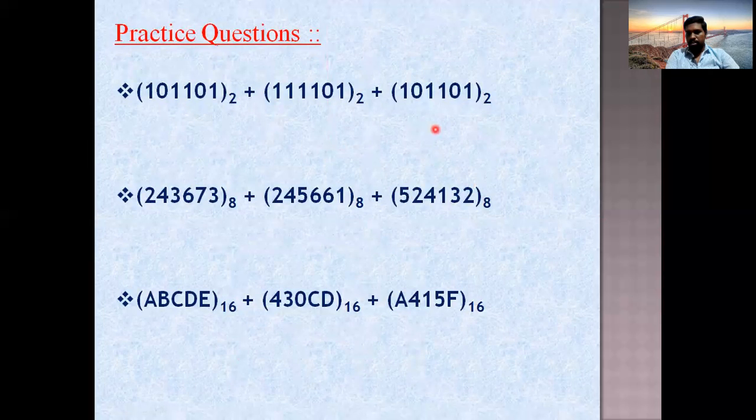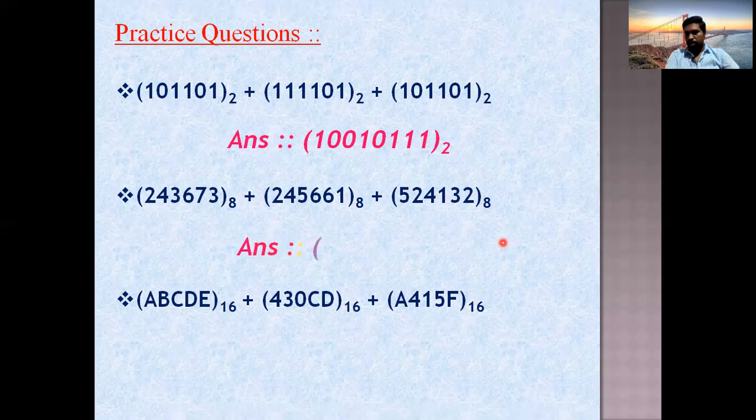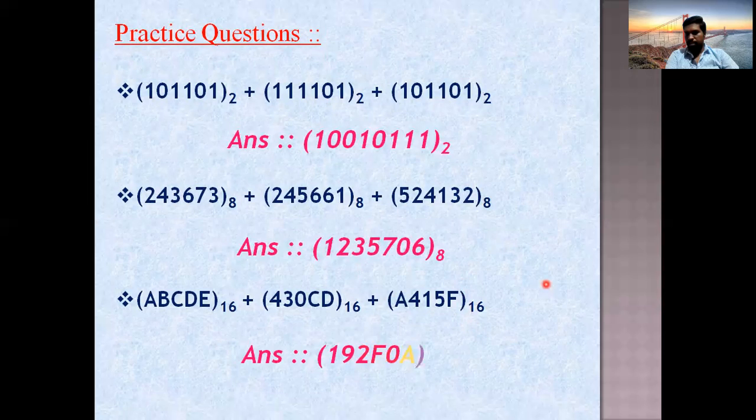Okay, so these are the practice questions. You can practice them and you can verify the answers. The answer of the first problem should be this one. Please note the question and answer and verify them as your homework. Practice these so that it is easy for you to analyze whether you are perfect in performing the addition or not. The first set belongs to binary, the second set belongs to octal, the third set belongs to hexadecimal.